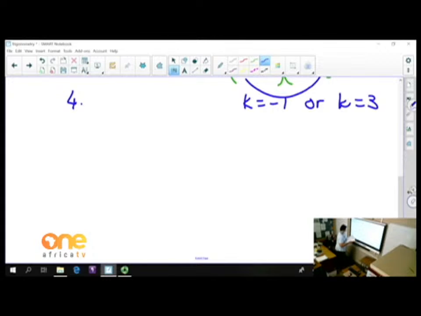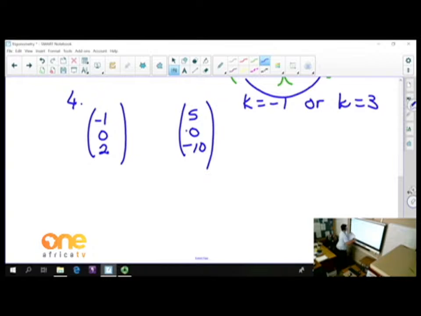Right, question 4. So now we have the vector -1, 0, 2. And we have to show that this is parallel to 5, 0, -10. Now we've looked at perpendicular, but when will they be parallel? When will vectors be parallel? Let's just look at the picture. These vectors are parallel. Even if this one's direction is like this, then they are still parallel.